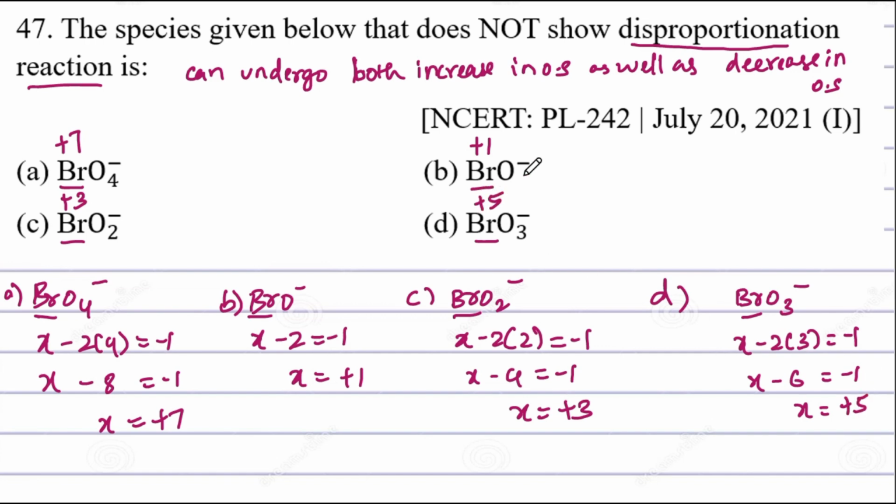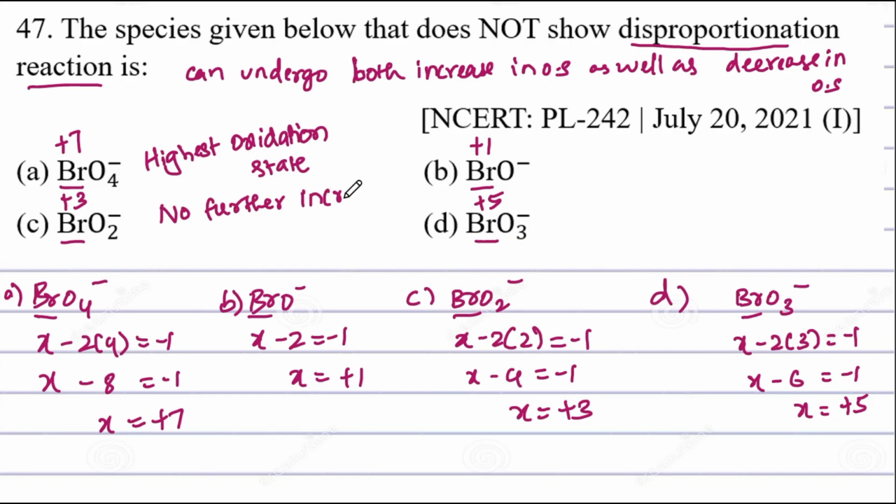So out of all the 4 options, in the first option, bromine is already present in the highest oxidation state. So there is no further increase in oxidation state. So which means what? No further oxidation. So if it cannot undergo oxidation, it means it can undergo only reduction. So it means it cannot undergo disproportionation reaction.